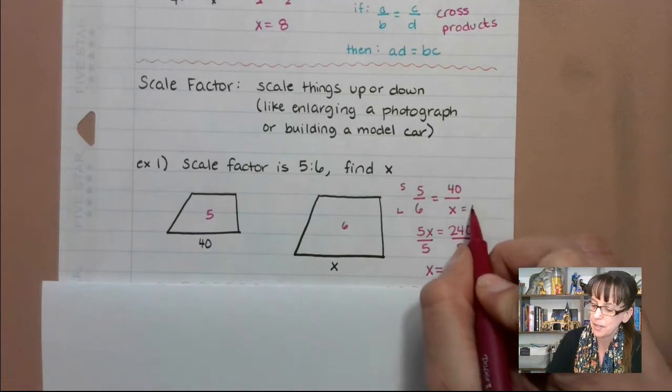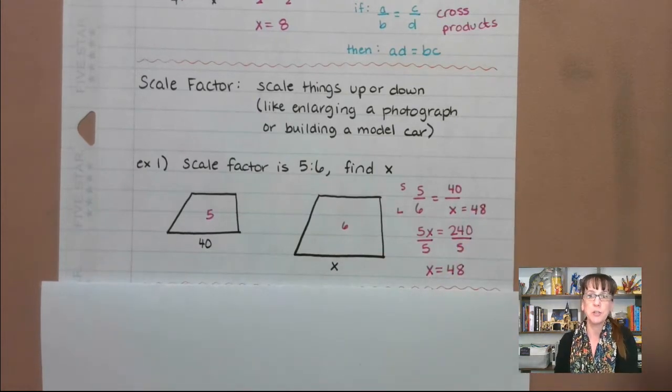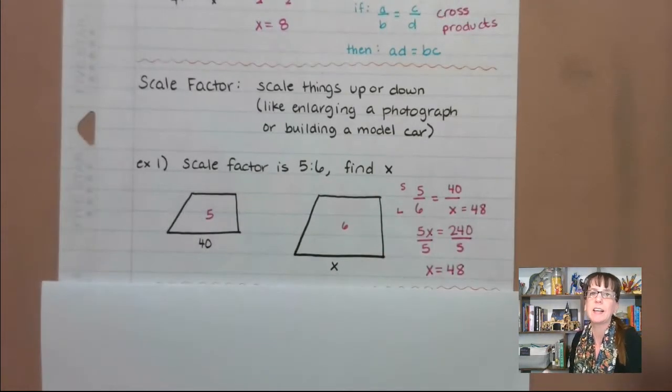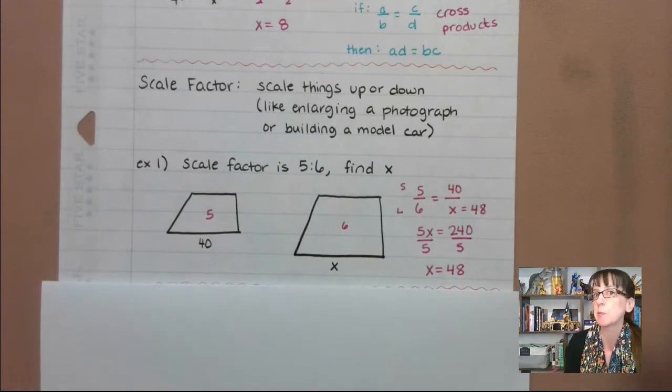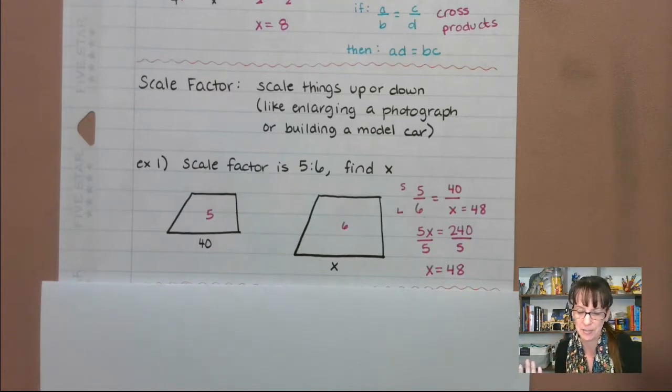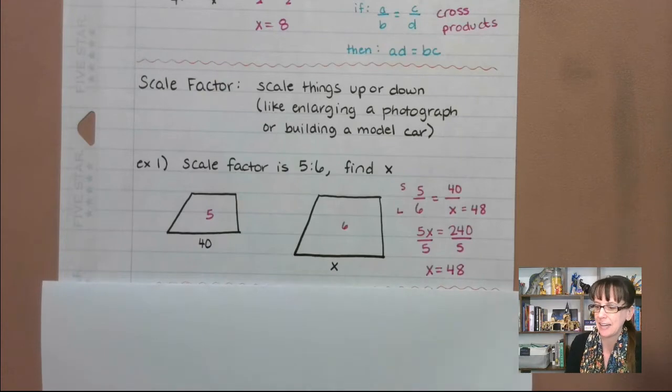X equals 48. Okay, so if we are told that two figures are similar, we can use proportions to solve for that. If we don't know that two figures are similar, we can use proportions to determine if they are similar. And we'll get more into that in the next lesson.